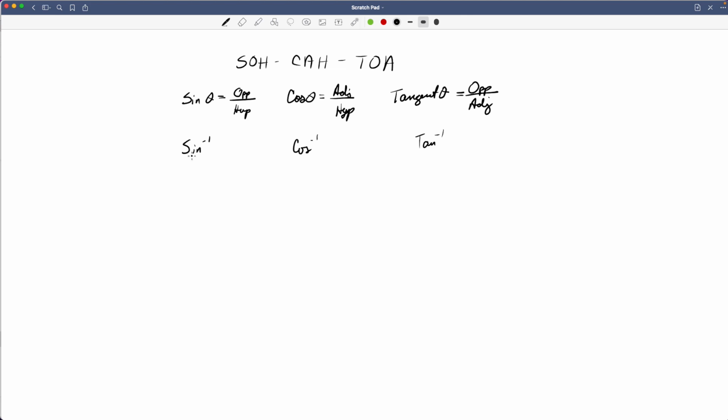So remember that if there is no degree of measure, we use inverse sine, cosine, and tangent. All right, you can probably write that a little bit neater than me on your notes.